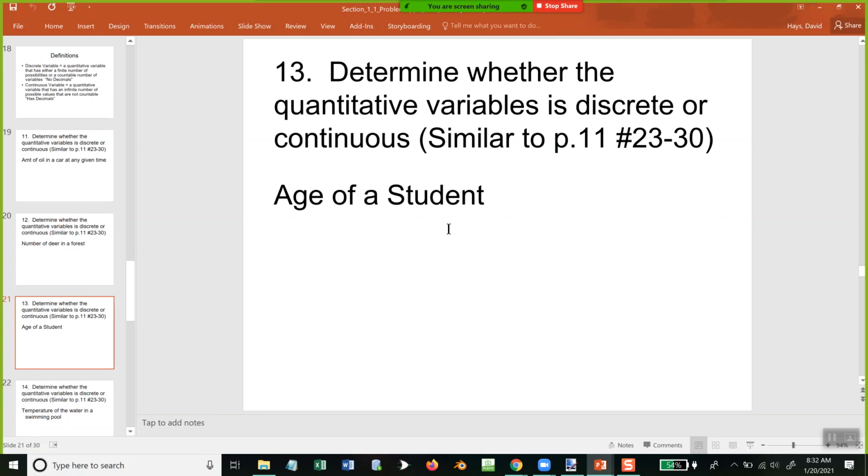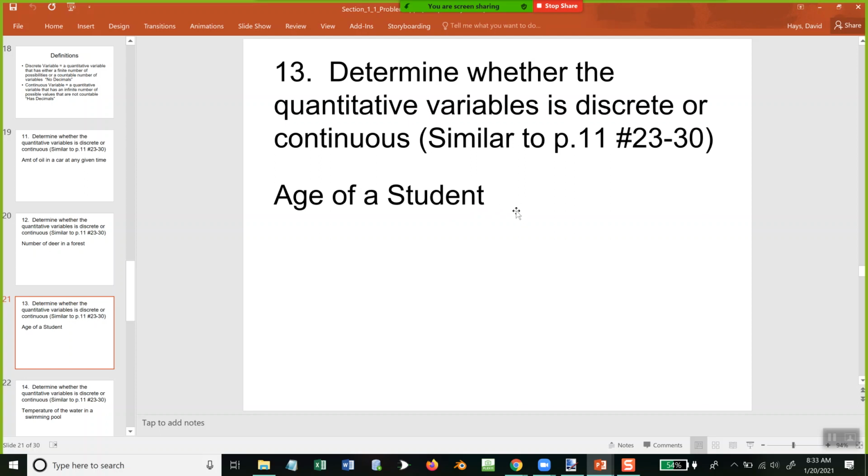How about age of a student? Can you have decimals? It's a tricky one. It is continuous, but we treat it as discrete. Like if I asked somebody in here how old they were and they told me they were 20 years old, I'd tell them they were lying.